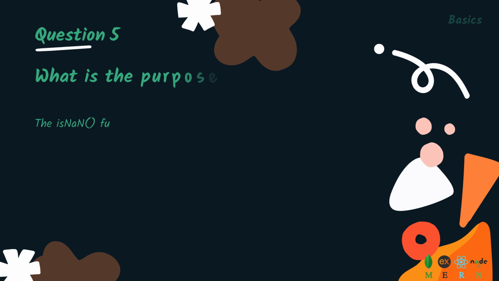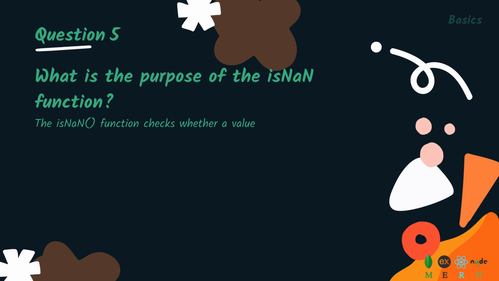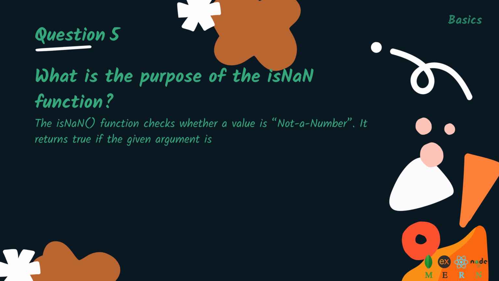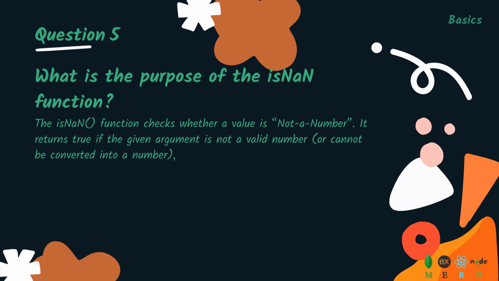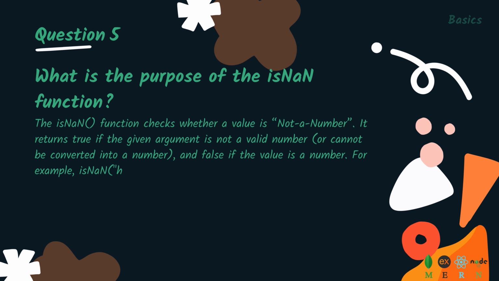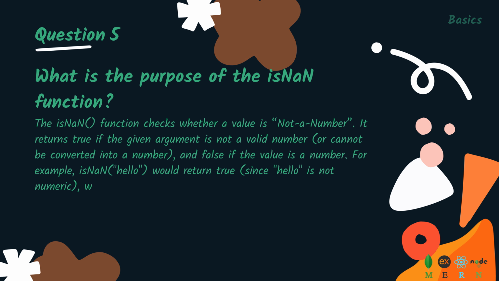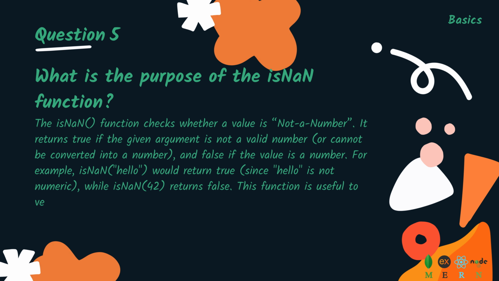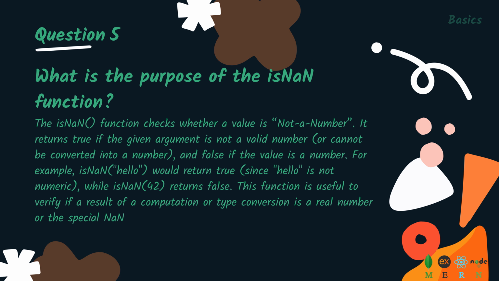What is the purpose of the isNaN function? The isNaN function checks whether a value is not a number. It returns true if the given argument is not a valid number or cannot be converted into a number, and false if the value is a number. For example, isNaN('hello') would return true since 'hello' is not numeric, while isNaN(42) returns false. This function is useful to verify if a result of a computation or type conversion is a real number or the special NaN value.